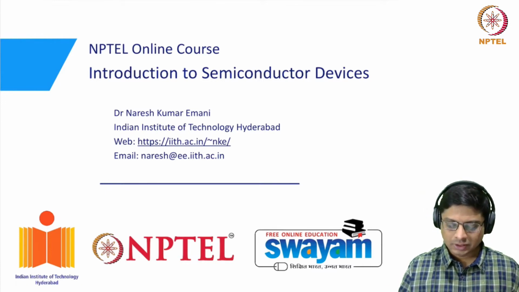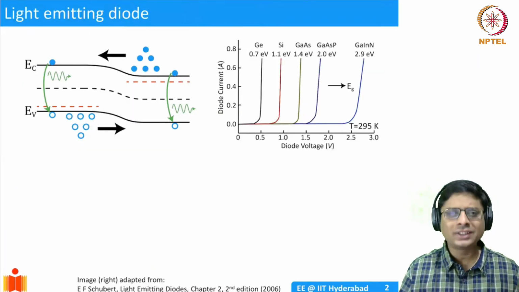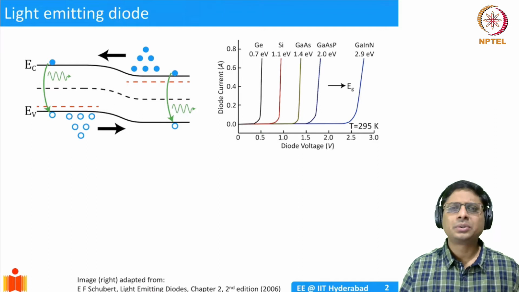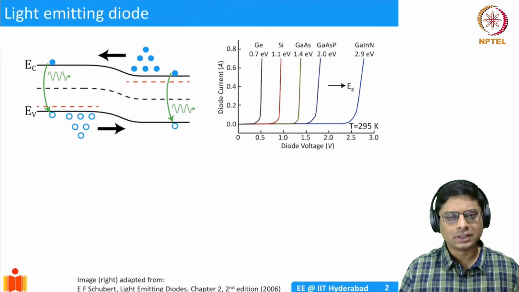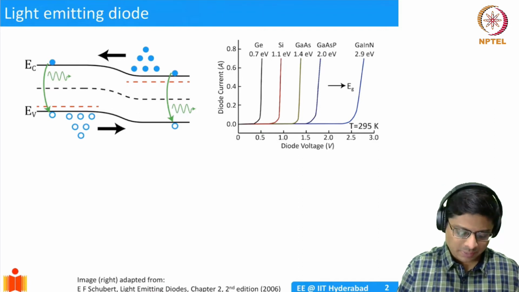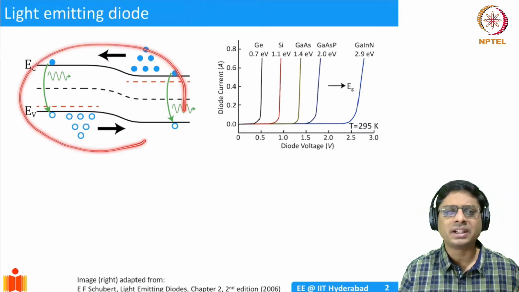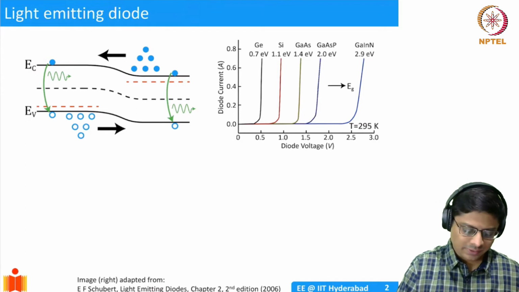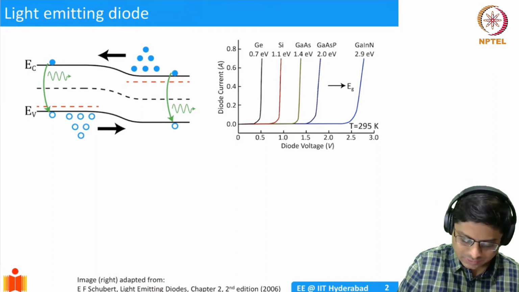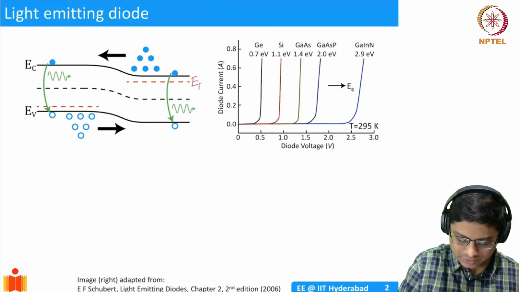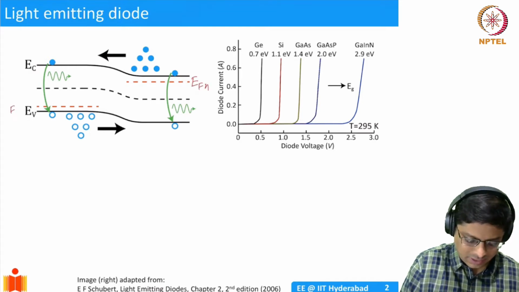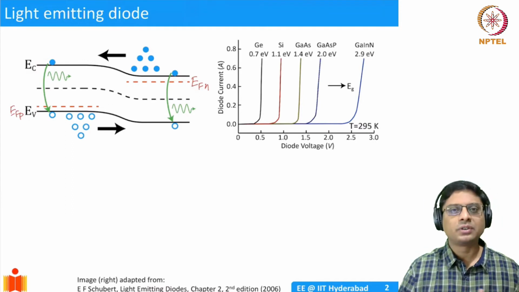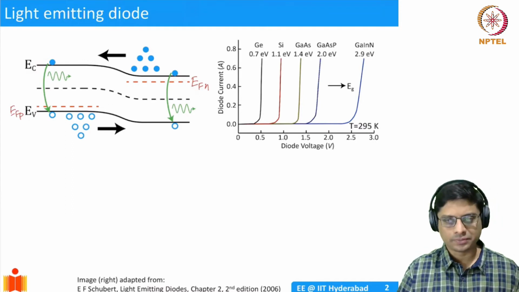All right. So what is a light emitting diode? Well, a light emitting diode is very similar to a PN junction, right? So this is a band diagram of a PN junction in forward bias. We have seen it many times so far in this course. So essentially here we are applying a forward bias. So there is a difference in the quasi-Fermi levels. So this will be your EFN and this will be EFP, right?